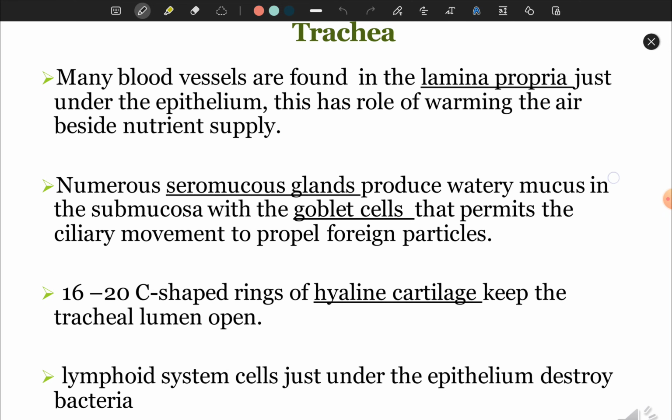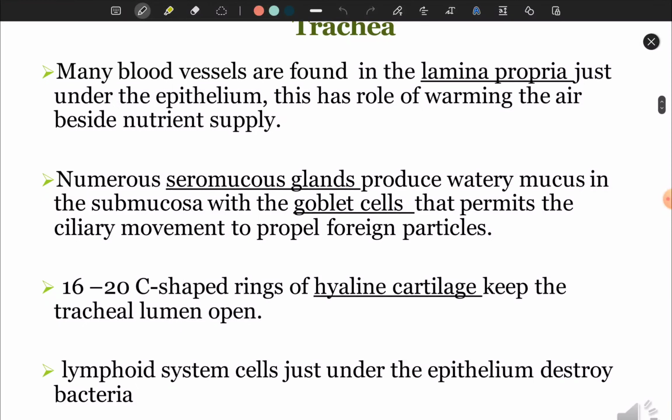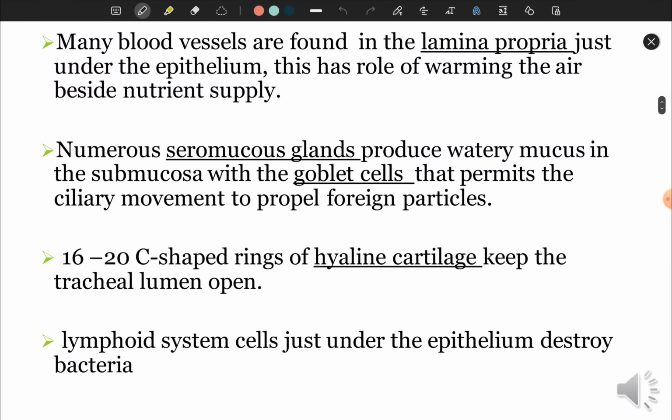And we have, of course, the goblet cells. The goblet cells lie within the epithelium itself. So beware in the examination if you ask about the position of the goblet cells. Is it in the epithelium or in the lamina propria of the connective tissue? You have to say that it is part of the epithelial tissue overlying the connective tissue.